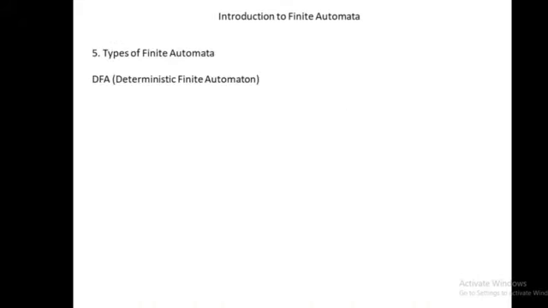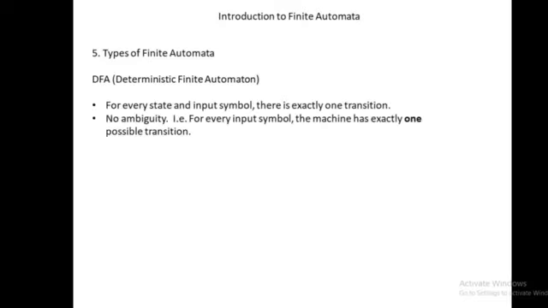Types of finite automata. There are 2 types of finite automata. The first one is deterministic finite automata, or DFA, and the second one is non-deterministic finite automata, or NFA. What is deterministic finite automata? In deterministic finite automata, for every state and input symbol, there is exactly one transition, creating no ambiguity. That means for every input symbol, the machine has exactly one possible transition.